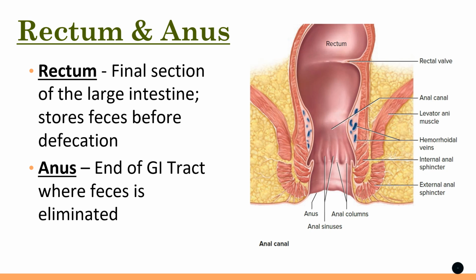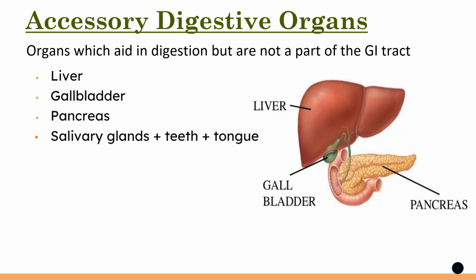The rectum is going to be the final section of the large intestine. It stores feces right before defecation, and the anus is going to be the end of the GI tract where feces is eliminated. Okay, so we already talked about our salivary glands, our teeth, and our tongue. Let's talk about our other accessory digestive organs.